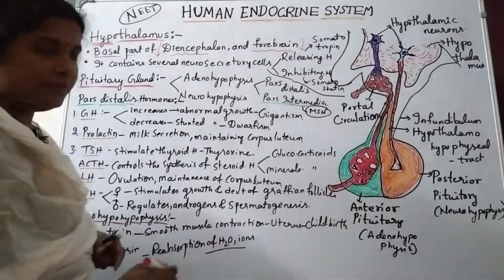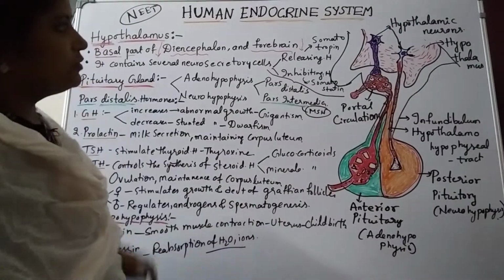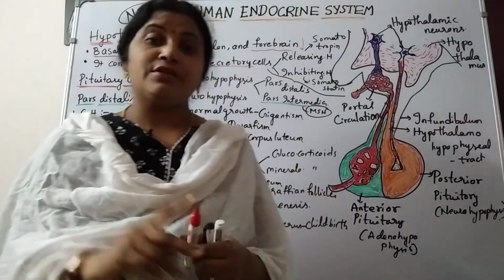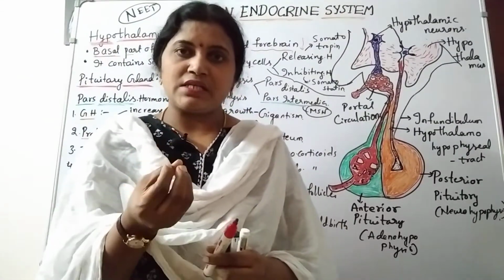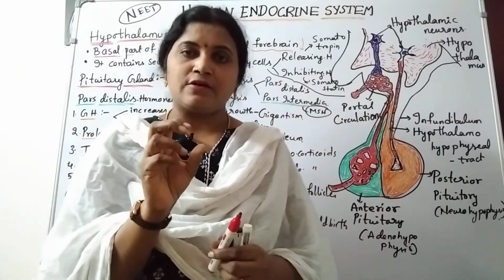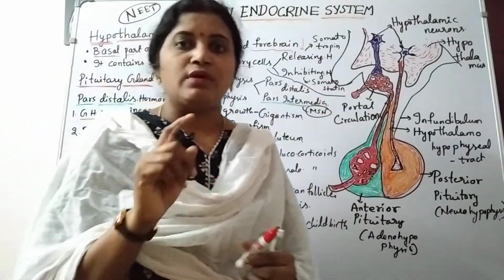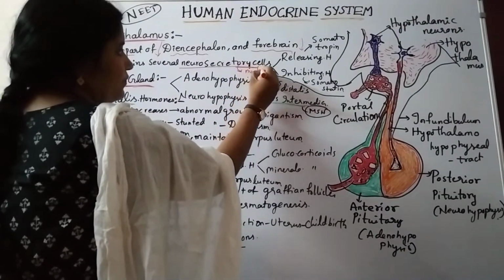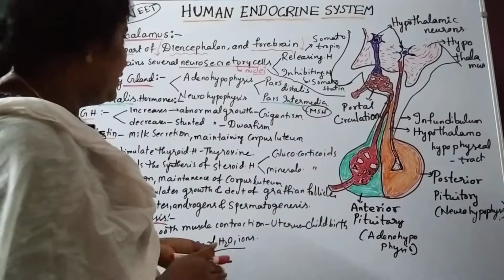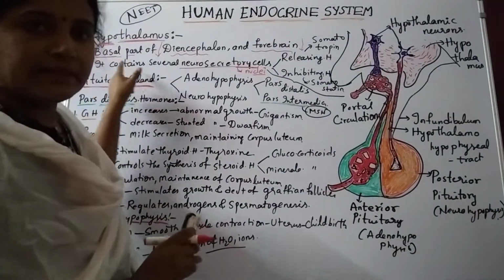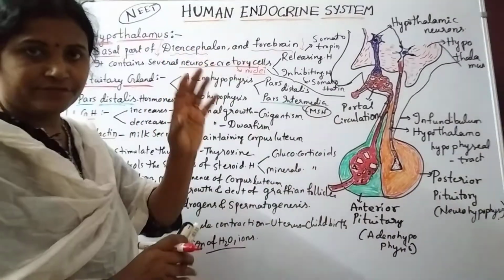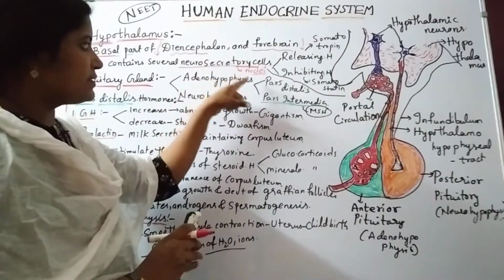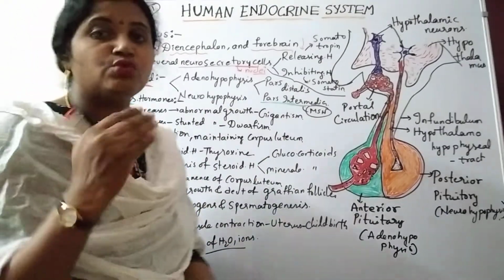The hypothalamus contains many neurosecretory cells. Neurosecretory cells means neurons that release substances, and these cells are also known as nuclei. So the hypothalamus is present in the basal part of the diencephalon and forebrain, and it contains several neurosecretory cells called nuclei. It releases two types of hormones.